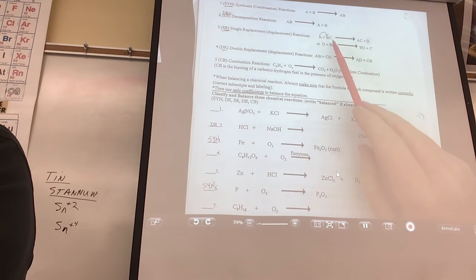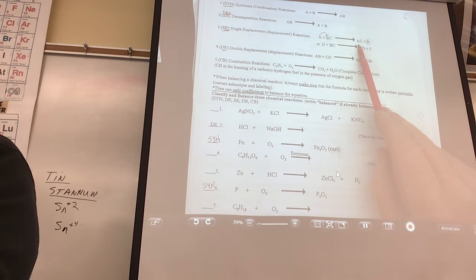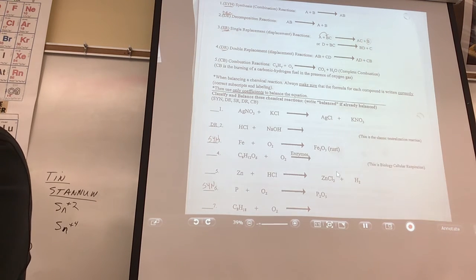Notice that in a compound, if it's an ionic compound, which one's written first? The metal cation or the non-metal anion? Metal. So this is probably a metal, isn't it? Now, notice the A came over and where is it located? First. Metal too. So you got that. That's very good. They both tend to be metals. This is a metal kicking out a metal.